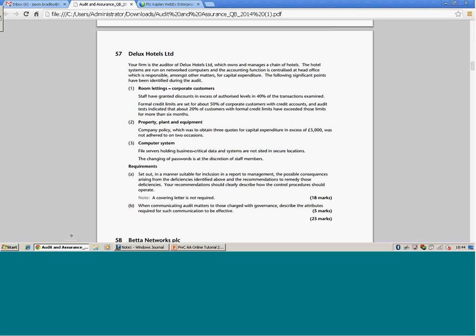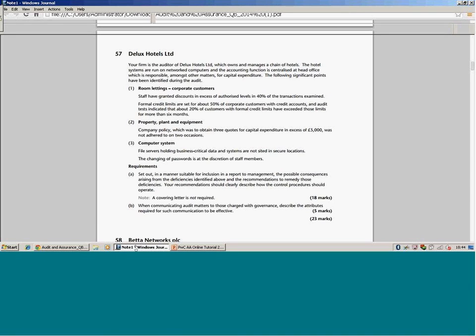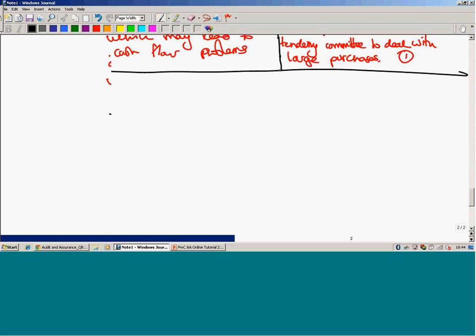So look at the third issue then. My issue is computer systems. Servers holding business critical data and systems are not listed and sited in secure locations. So get in there, get what they want in terms of information. This one is at the discretion of staff members, as with the second issue. So, oops, sorry, it's over here. A non-secure location.